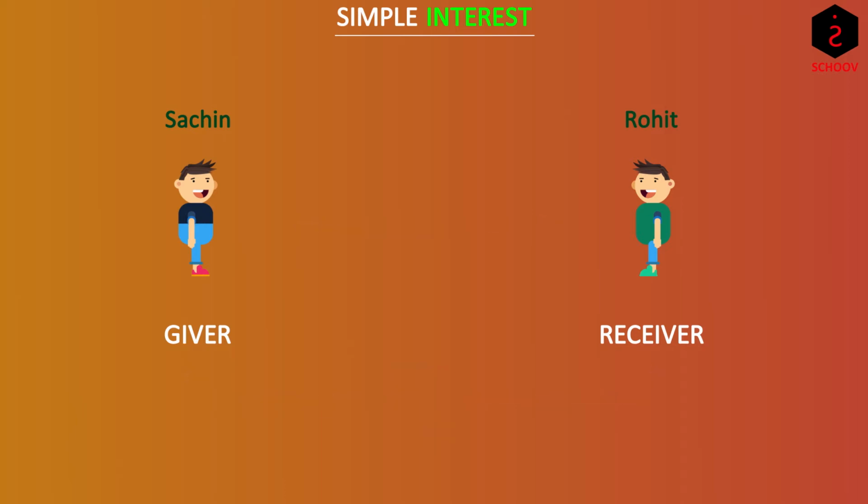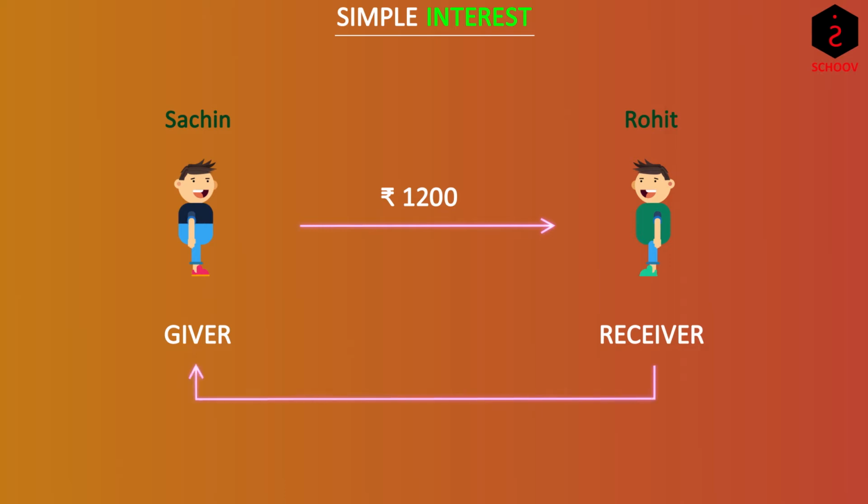Now, the same thing happens with money. If a giver gives 1200 rupees to a receiver, then the receiver must return this 1200, but he also has to return something extra. By the way, the giver is usually called a lender because he lends or gives money, and the receiver is usually called a borrower because he borrows or receives money.